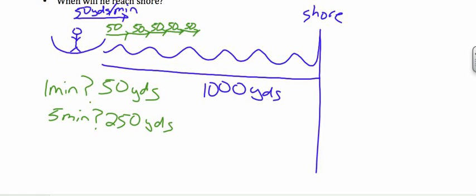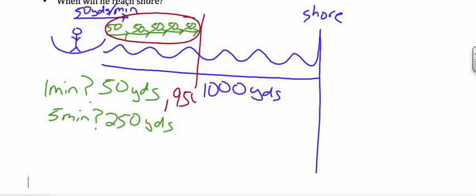Now, to do the opposite of that question, all you got to realize is that the amount of distance I have left to shore is going to be 1,000, my total distance, minus whatever distance I've traveled. So in 1 minute, I'm going to be 50 yards closer, so that's 950. And then I will be another 200 yards past that, or 250 total closer to shore, or 750 yards from shore after 5 minutes. Now the hard part here is writing an equation, so that's what we get to next.